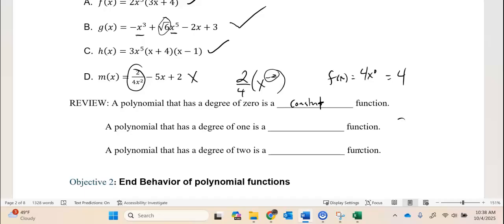Degree 1 would be something like f of x equals 2x plus 1, right? Degree 1, so that's a linear function. And we studied this guy last unit, quadratic.